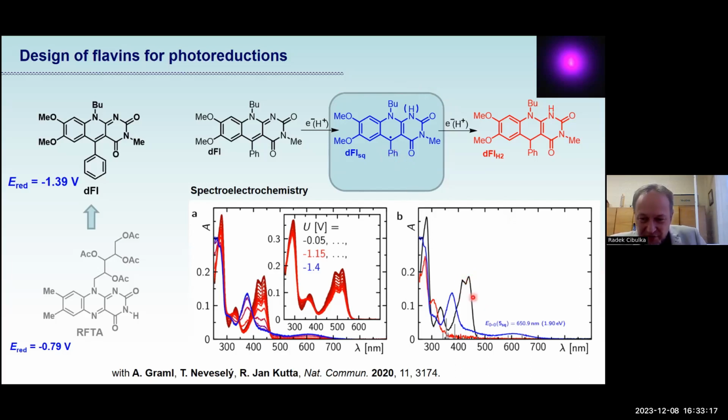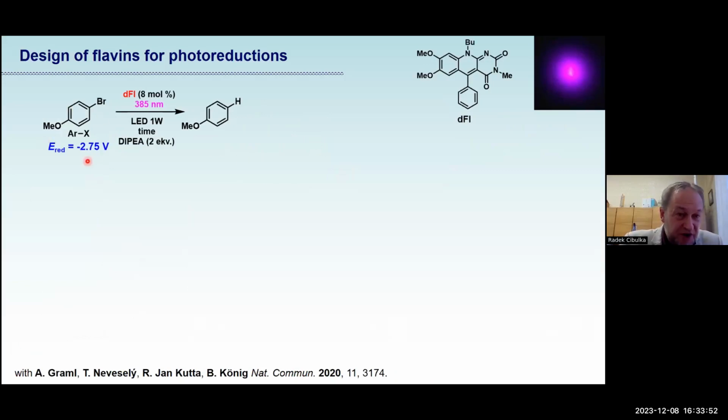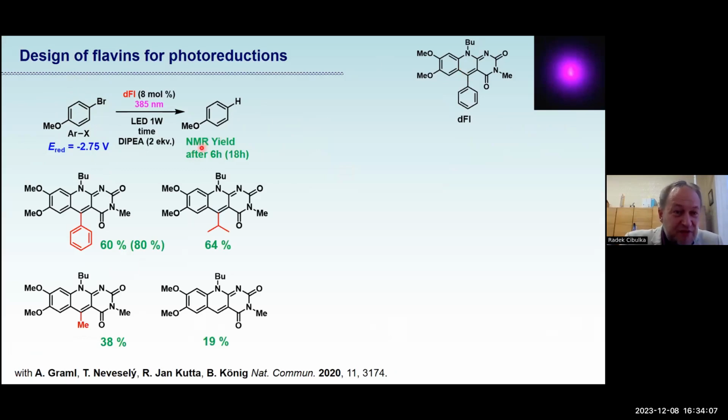You can see this is the oxidized form. Then it forms this radical, which also absorbs visible light around 400 nanometers. It can be seen here when we apply a potential of about -1.4 volts. So it means this reduction potential, that is the formation of this radical. And this radical was found to be really a very strong reducing agent with a potential of about -3.3. And we applied this catalyst for the reduction of such a difficult substrate as methoxy bromobenzene, so bromoanisole, which can be reduced by this catalyst.